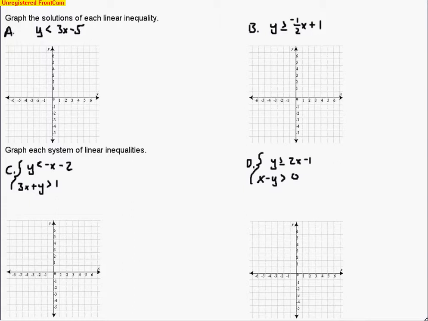The other parts on tonight's homework ask us to graph inequalities. And so I got a couple examples of each type of set of directions you'll see. First set says graph the solutions of each linear inequality.